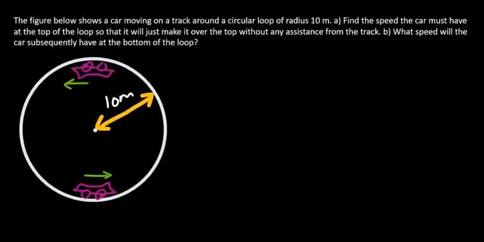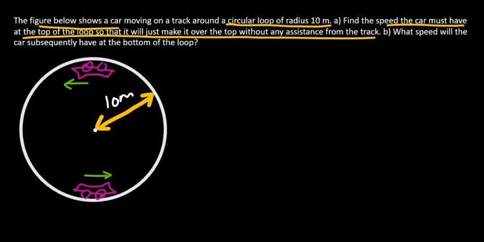Problem 2. The figure below shows a car moving on a track around a circular loop of radius 10 meters. Find the speed the car must have at the top of the loop so that it will just make it over the top without any assistance from the track.